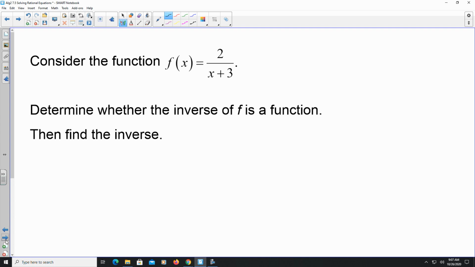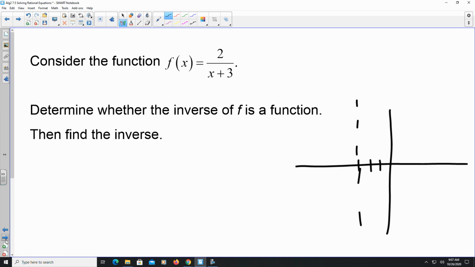The last thing we're going to look at says consider the function f of x is equal to 2 over x plus 3. If you were to graph this, if you recall when we were graphing rational expressions, our vertical asymptote would be at -3, so it looks something like this. Horizontal asymptote would be at 0, so this is like our new 0. Since 2 is positive, our graph is going to look something kind of like this, if you recall.